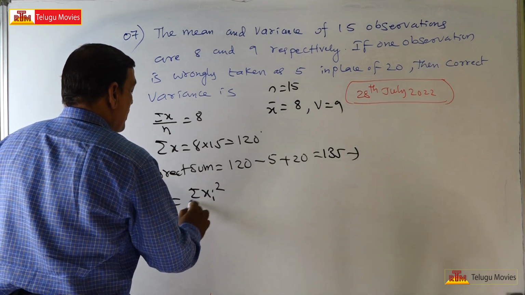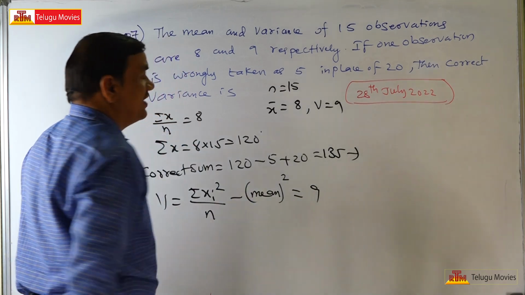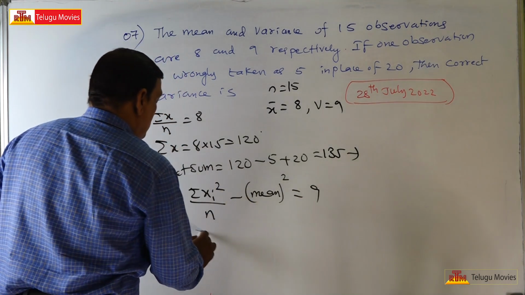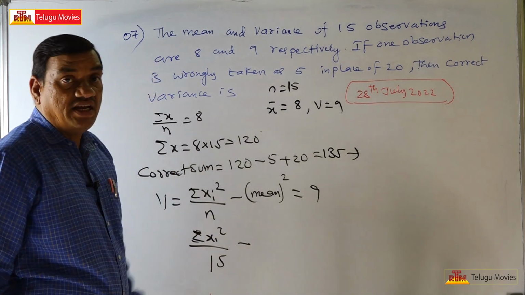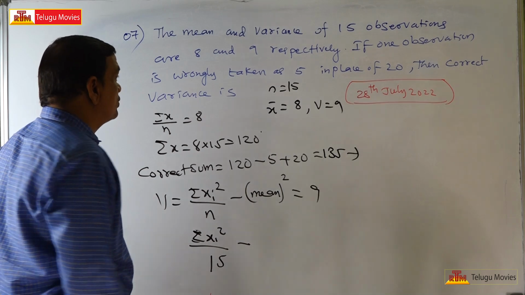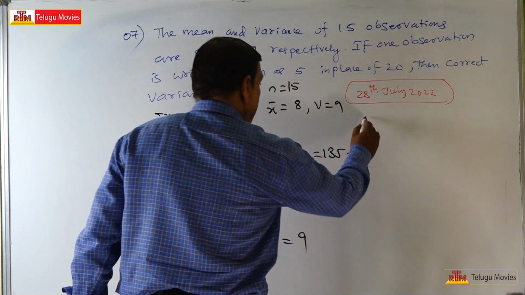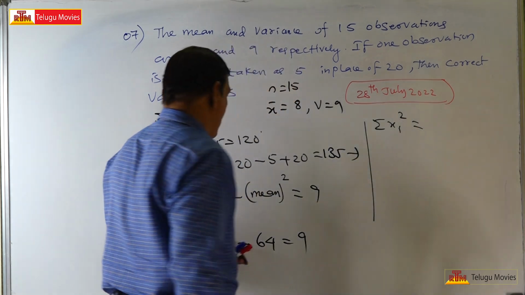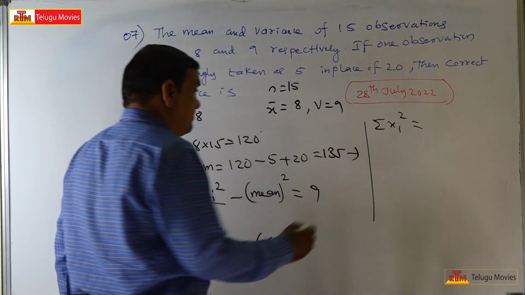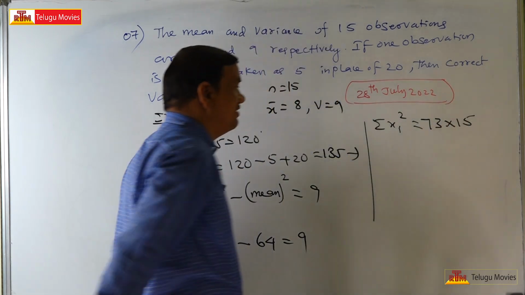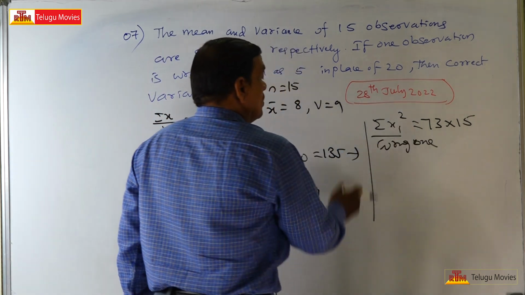Variance we know, sigma xi square by n minus the mean whole square. That is given as 9. So what is sigma xi square? Sigma xi square by n, where n is the number of observations, 15, minus the wrong mean, 8 square, 64, is equal to 9. From this you can calculate sigma xi square: 64 goes to that side, plus 64, that is 73 times 15. 73 into 15. This is the wrong value. Now, what is the correct value?